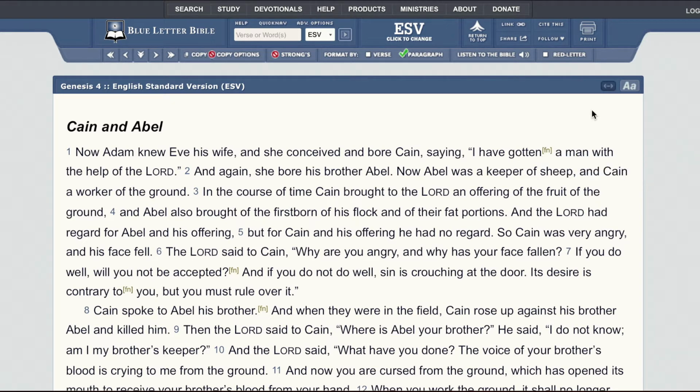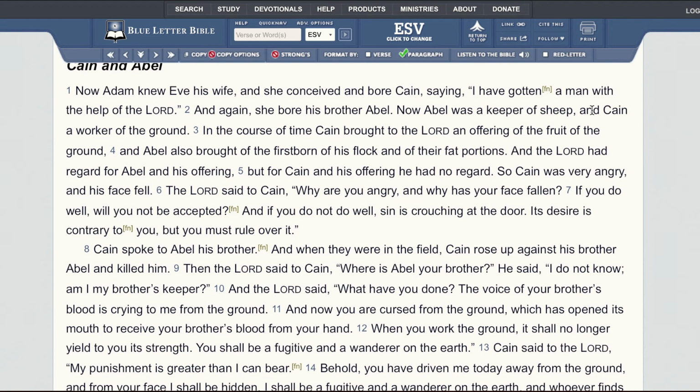So here we go. Genesis chapter 4 from the English Standard Version. Now Adam knew Eve, his wife, and she conceived and bore Cain, saying, I have gotten a man with the help of the Lord. And again she bore his brother, Abel. Now Abel was a keeper of sheep, and Cain a worker of the ground.